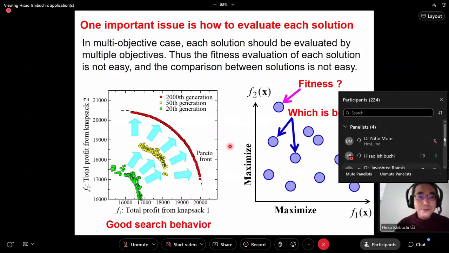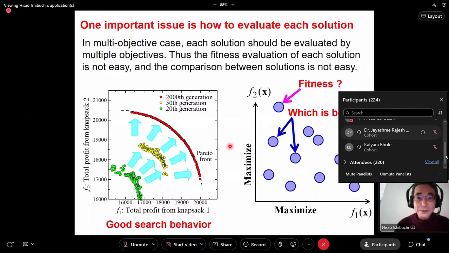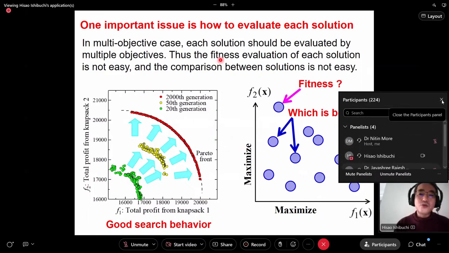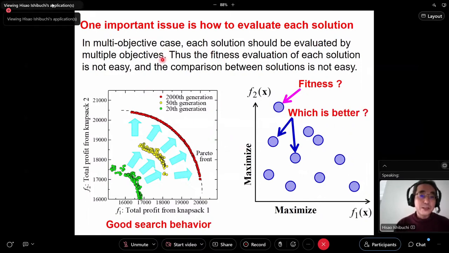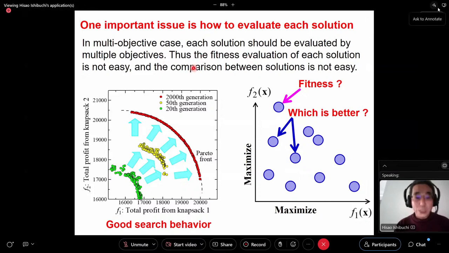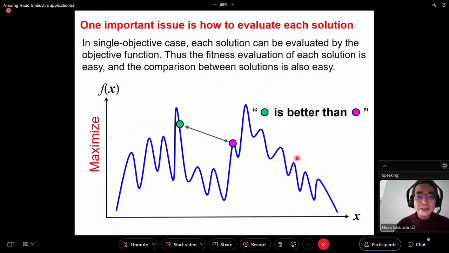However, in multi-objective optimization, each solution should be evaluated by multiple objectives. Thus, the fitness evaluation of each solution is not easy, and the comparison between solutions is not easy. The question is how to evaluate the fitness value of each solution, how to compare different solutions. In the case of a single objective situation, it's very easy to compare. So we can easily use evolutionary computation or any such method for single objective optimization.